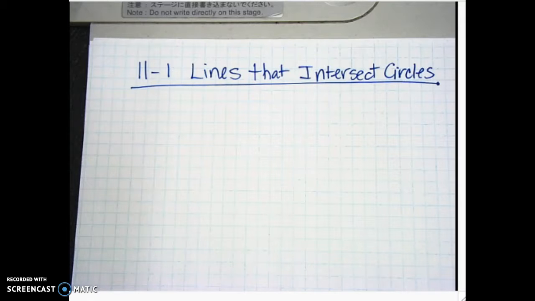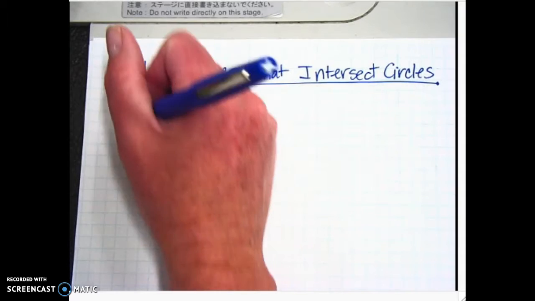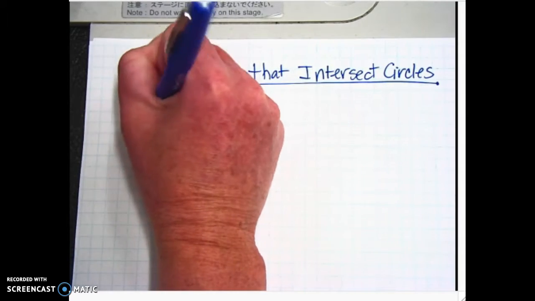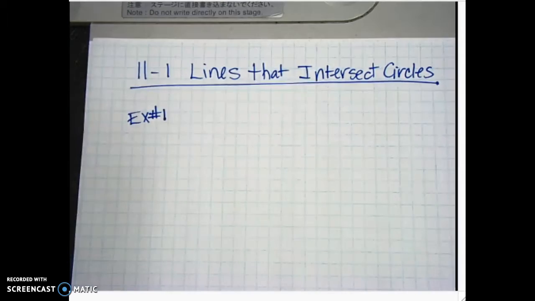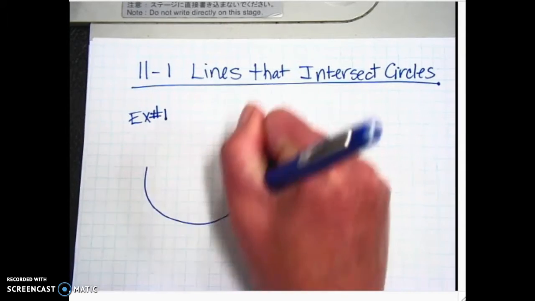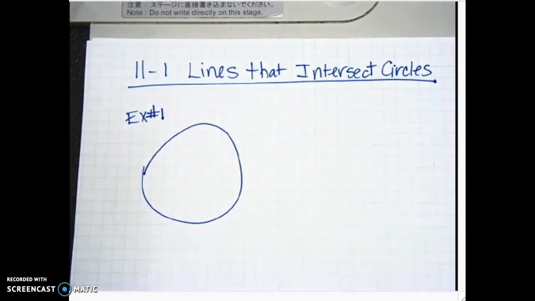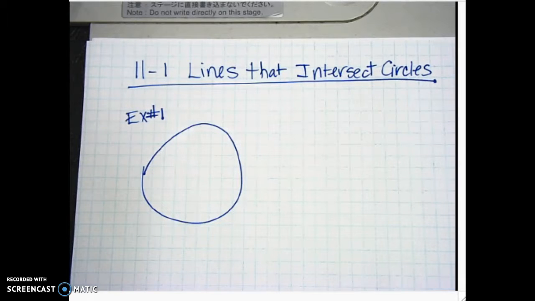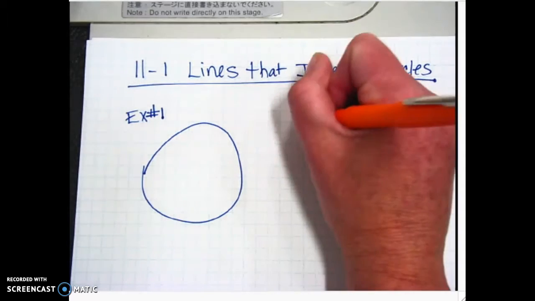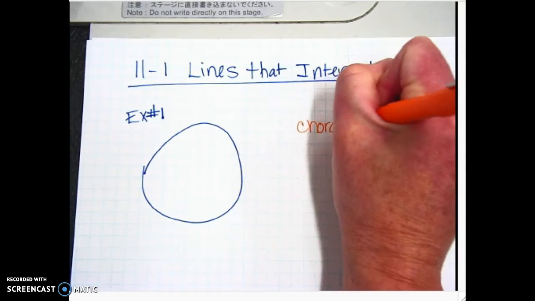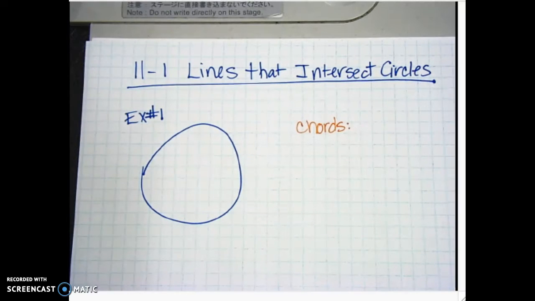So we're going to start off in your box that should say example number 1. And inside of it, we're going to start by drawing a circle. So draw a circle the best you can. And we're going to draw some pieces inside of it that's going to help get you your vocabulary. So the first thing we're going to draw is what we call chords. So a chord is a segment whose endpoints lie on a circle.